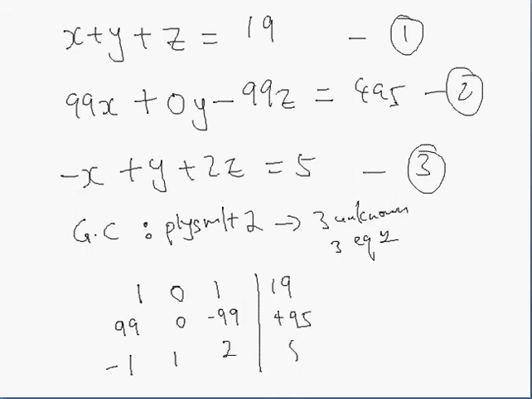Okay, you key in, make sure the coefficients are keyed correctly, and then you press solve. You have x equals 9, y equals 6, z equals 4. So the three-digit number is 964.